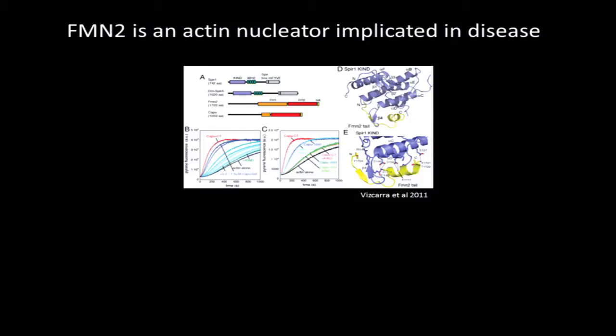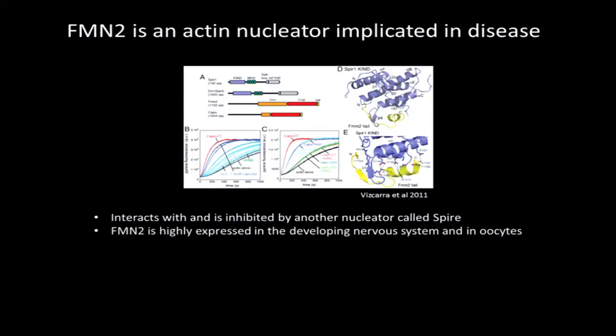This is just data showing an actin polymerization assay. This black line is actin by itself, and then when you add formin, it increases the rates of actin polymerization. So it gets you over that energy barrier for the nucleation of actin filaments, so it's an actin nucleator. And then there's some structure that has been done on its interaction with a Spire protein, but there really isn't much known about it. So it interacts with this other actin nucleator.